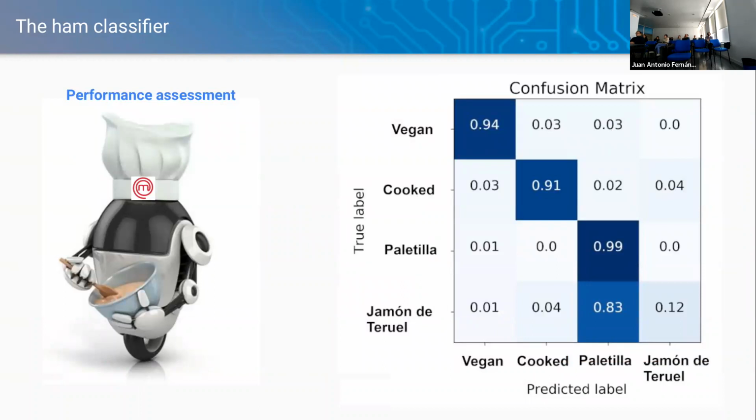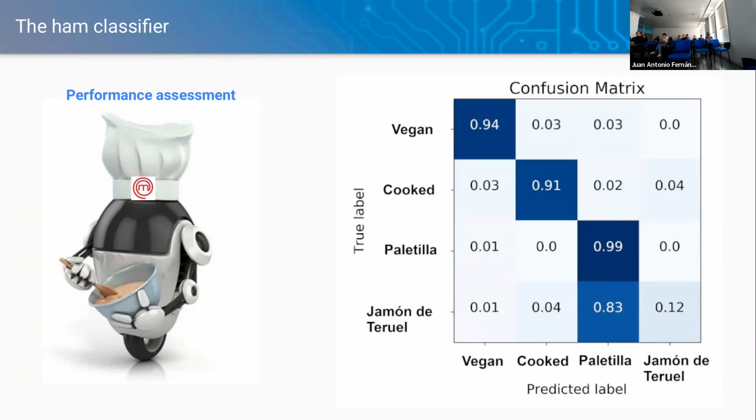So you have here the true label of the data, so which one of the hams was actually of each one of the types, and then down here is the predicted label by the classifier. So in a perfect world, you would like this matrix to be 1 in the diagonal, and everything else should be 0, because that means that it has perfectly assigned each ham with its proper class.